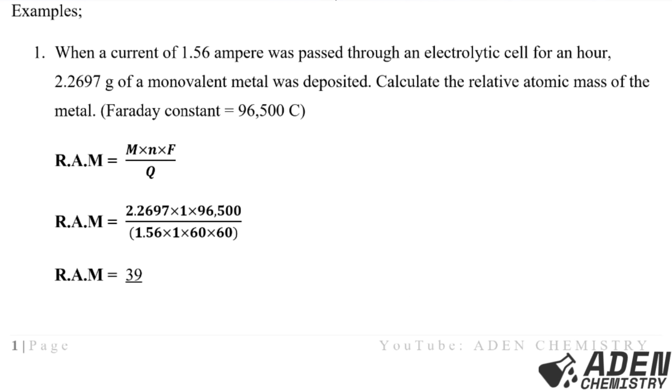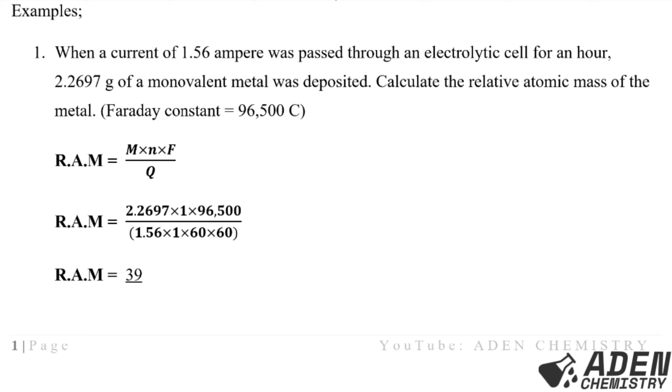Examples. Let's start with example number 1. We are told when a current of 1.56 ampere was passed through an electrolytic cell for an hour, 2.2697 grams of a monovalent metal was deposited. Then we are asked to calculate the relative atomic mass of the metal. In bracket, we are given Faraday constant, which is equal to 96,500 coulombs.